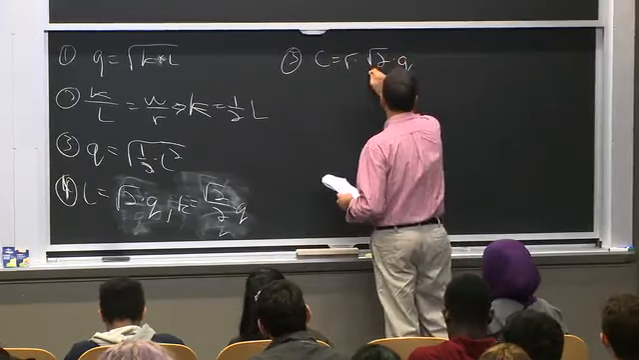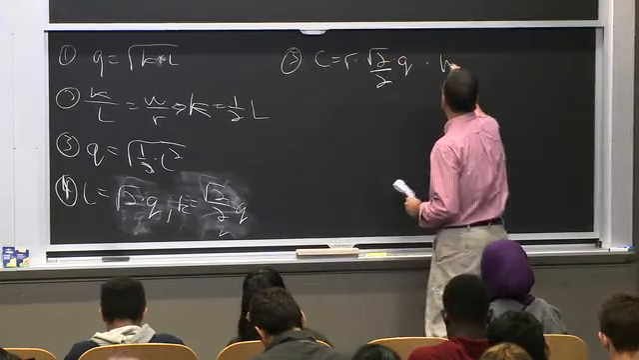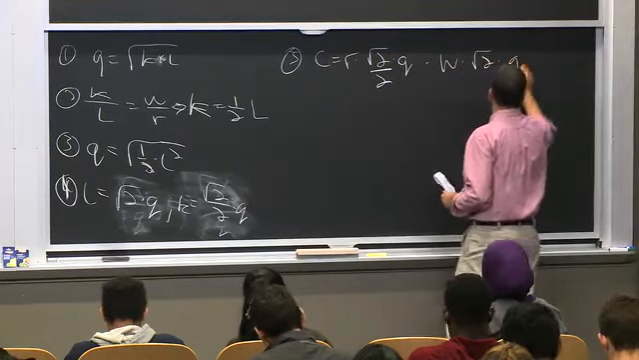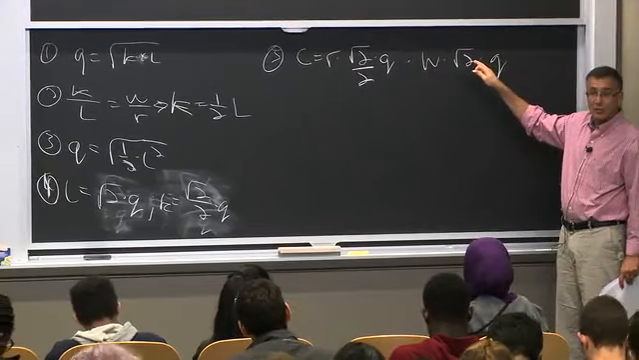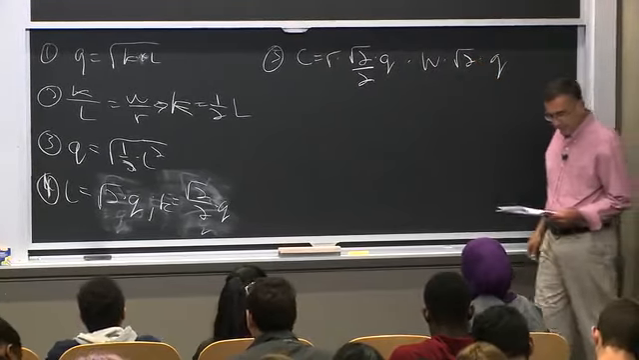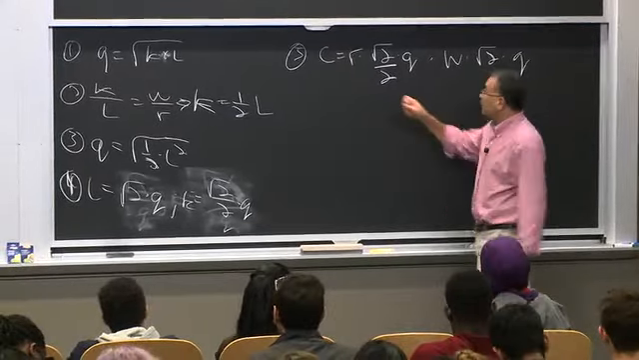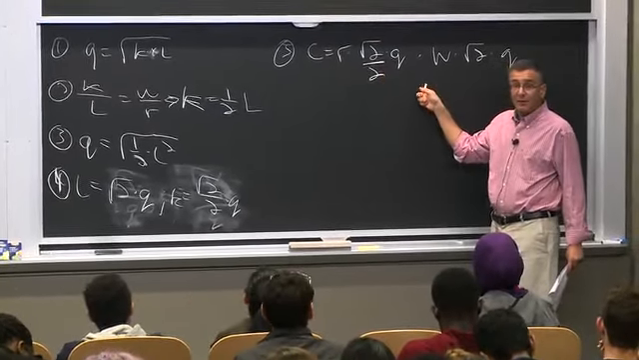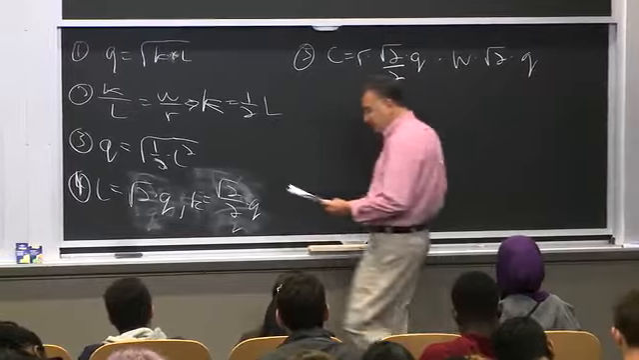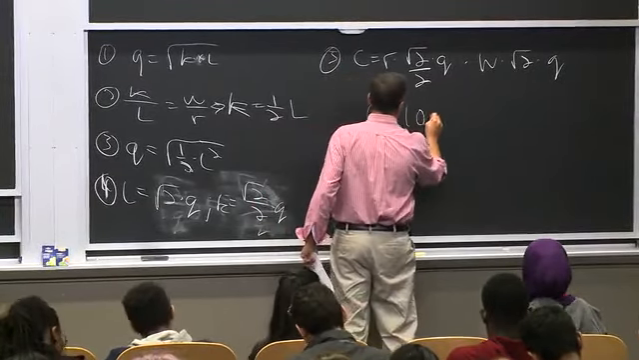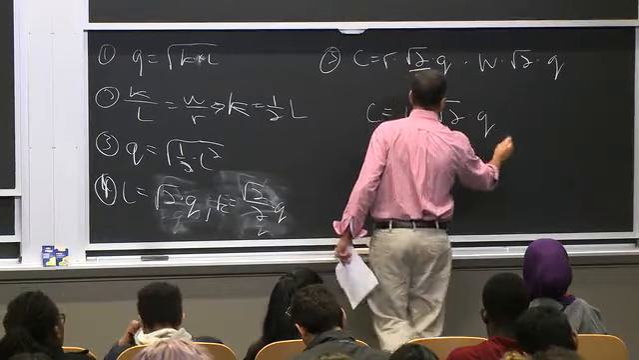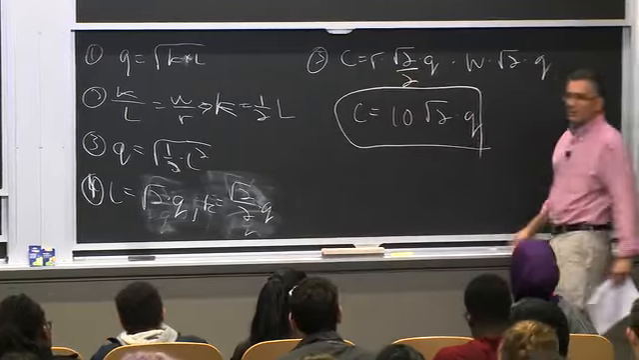I'm sorry, R times square root of 2 over 2 times Q, plus W times square root of 2 times Q. I just plugged in the optimal L and K into my cost function. Okay? Now I can plug in the 10 and the 5 to get C equals 10 times square root of 2 times Q. And I'm done.